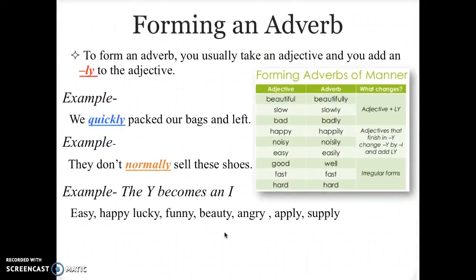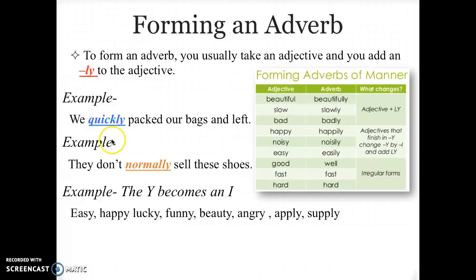Now, you may be asking yourself, how do we form an adverb? Well, keep in mind that when forming an adverb, there is a clear difference in form between an adverb and an adjective. To form an adverb, you usually take an adjective and add an ly to that adjective. On the other hand, we need to pay attention to adjectives that already end in a y. For example, here are some terms such as easy, happy, lucky, funny, beauty, angry, apply, and supply.